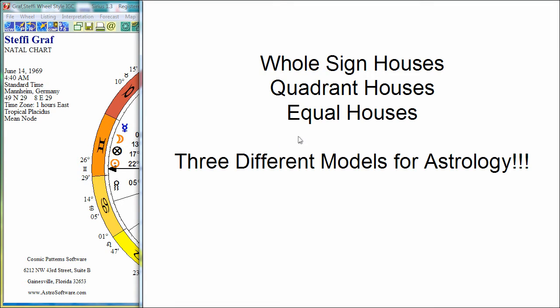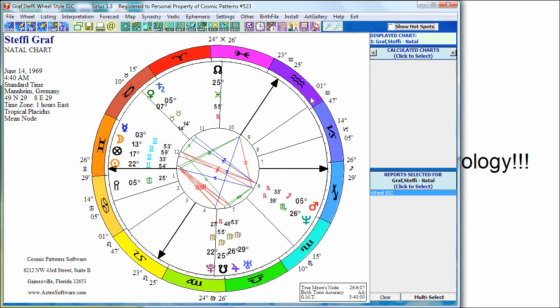It's more than just three different house systems. That's, you might say, the argument I'm going to make. I think you're going to find this interesting. So here's a chart wheel over here. I'm in the Series 1.3 software. This is the chart of Steffi Graph. We have a tropical chart and Placidus houses.